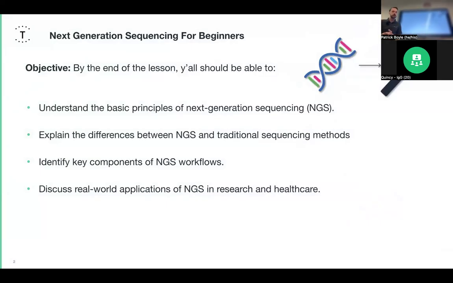By the end of this lesson, we should be able to understand the basic principles of NGS, which a lot of you probably already do. Explain the difference between NGS and other traditional sequencing methods. We have had a lot of people ask us, what's the difference between Sanger versus NGS, or the different technologies out there. Identify key components of the workflow. This is actually quite important for understanding what you're selling and what you're supporting. So I'll go into a little bit more detail there.